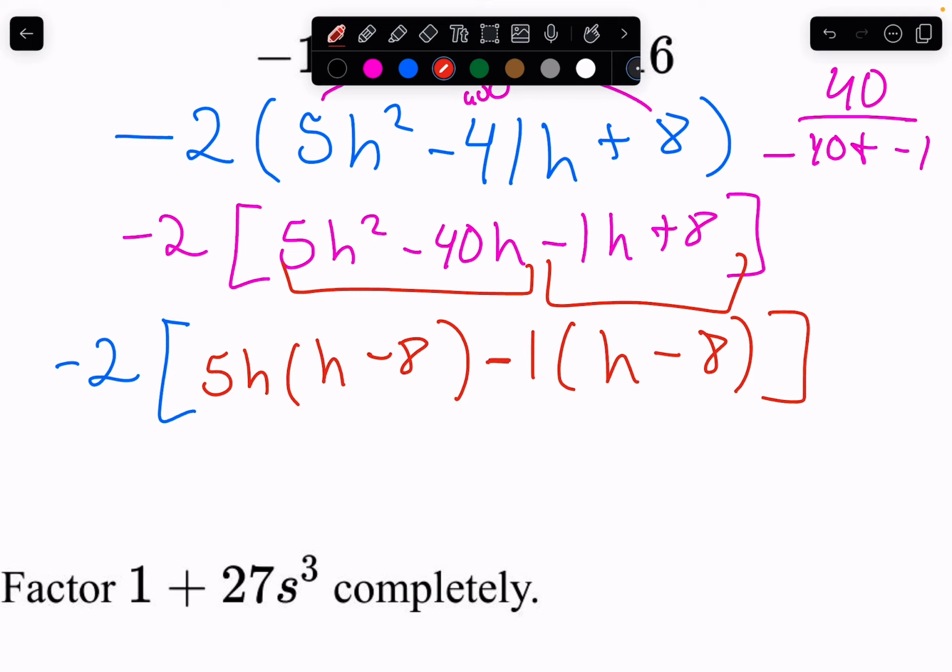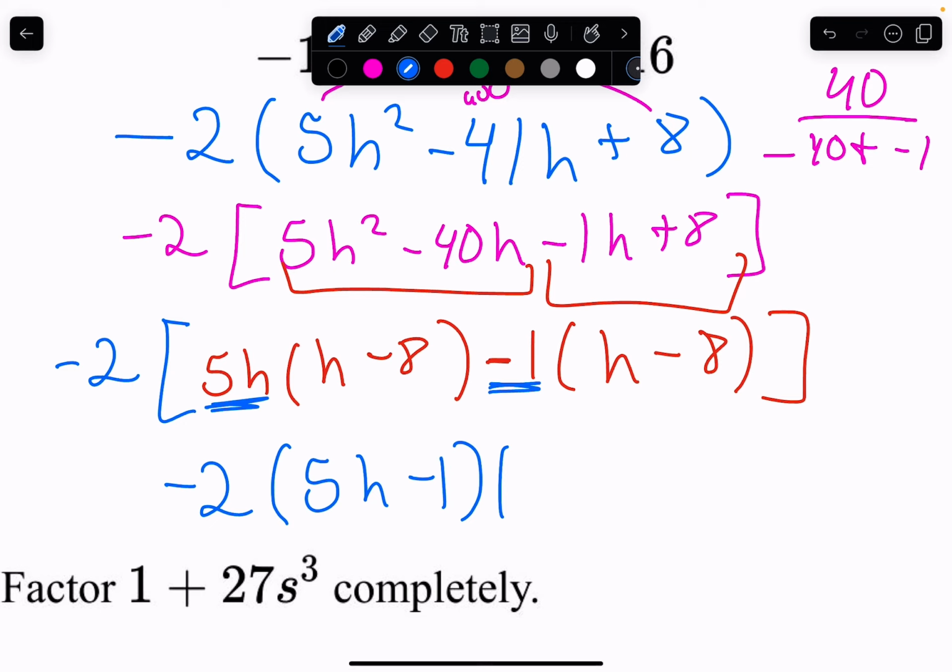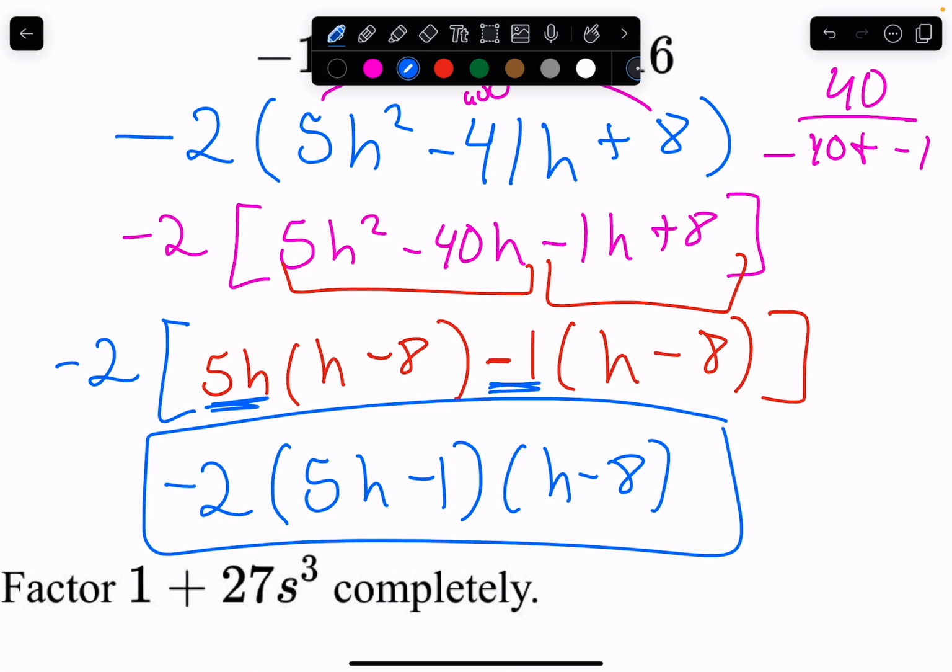So now we can go ahead and write our final answer. We're going to leave our 2 from the outside there. These two guys come together, and we get 5h minus 1 times h minus 8. And that would be our final answer. Alrighty, we're doing all right here, my friends.